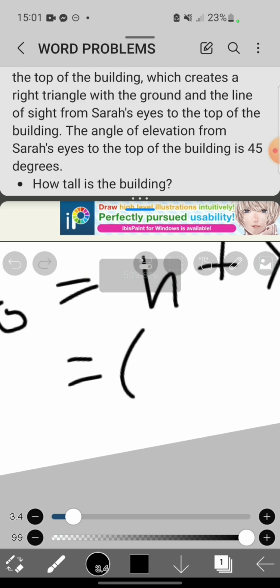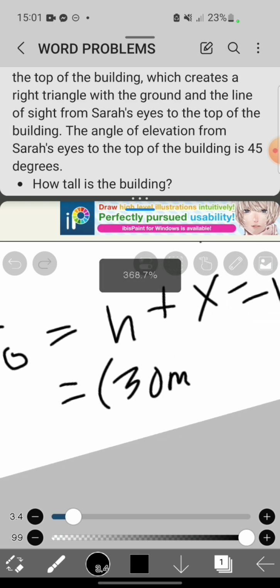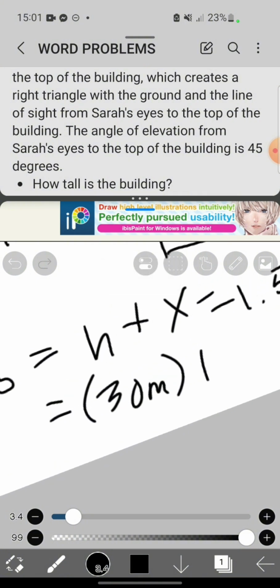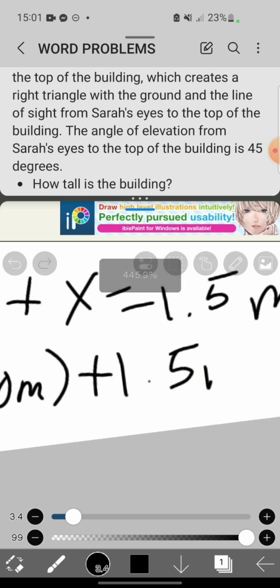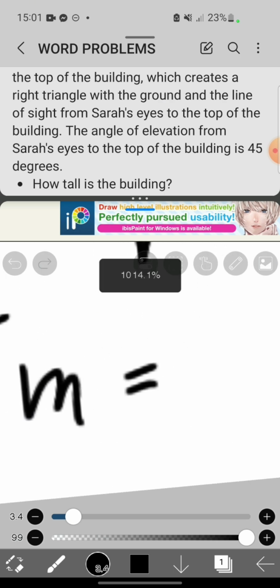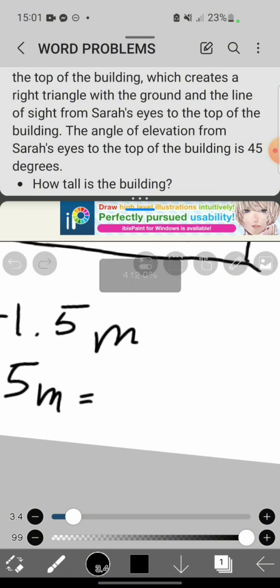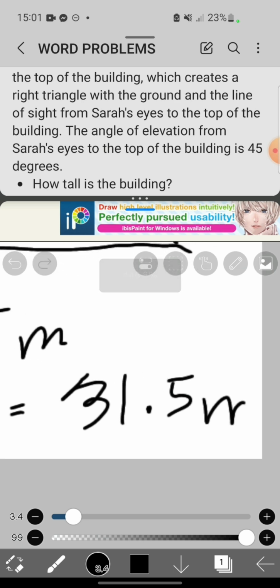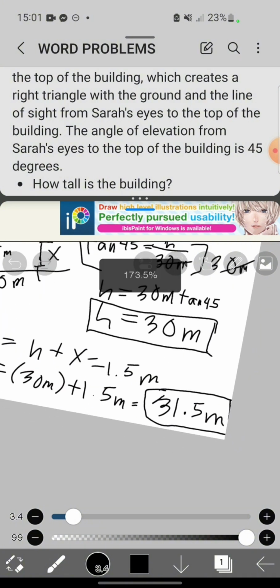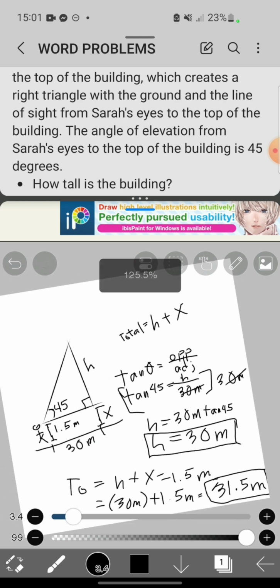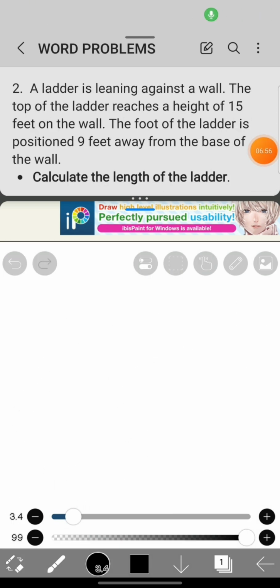So here the height is 30 meters plus 1.5 meters, which is equivalent to 31.5 meters. So this is the answer for the total height of the building. So that's for problem number 1. Let's continue with question number 2.